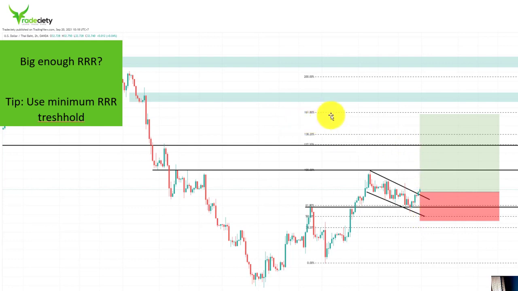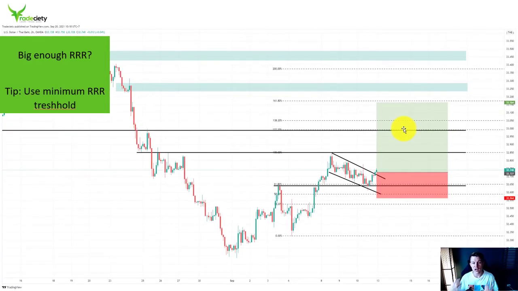And if we decide our target here below the 161, that's also good. So the target and the reward to risk ratio is big enough. And in my trading, what I do is I have a minimum allowed reward to risk ratio. If I cannot get a reward to risk ratio of at least 2 to 1, I will not take the trade. And this is going to help you improve the expectancy of your trading system significantly.